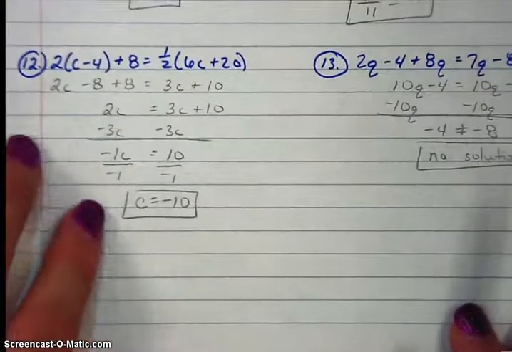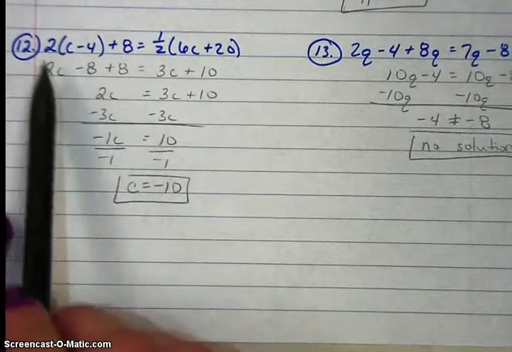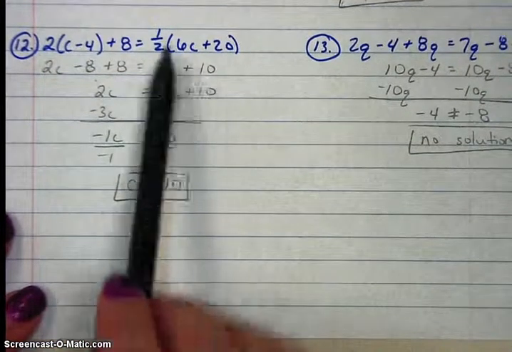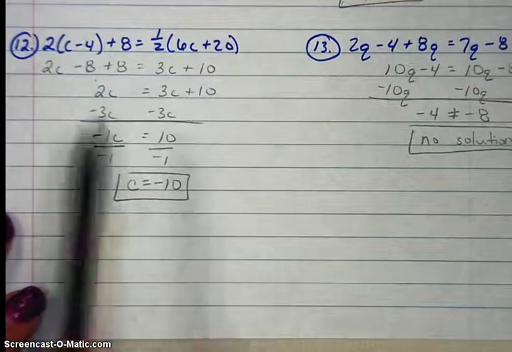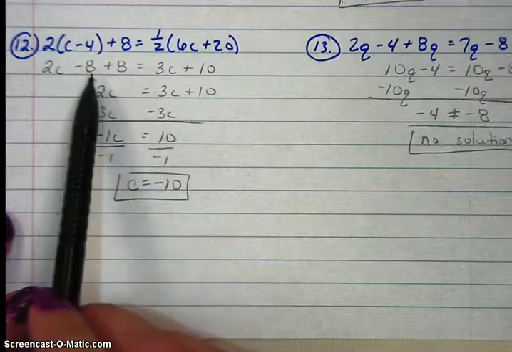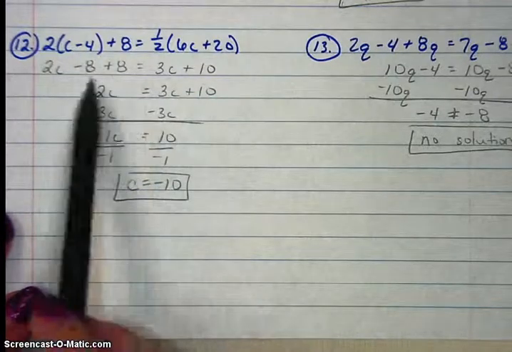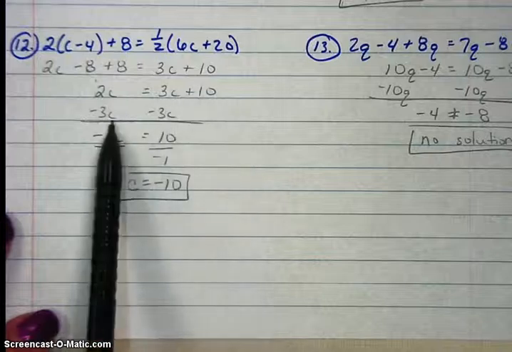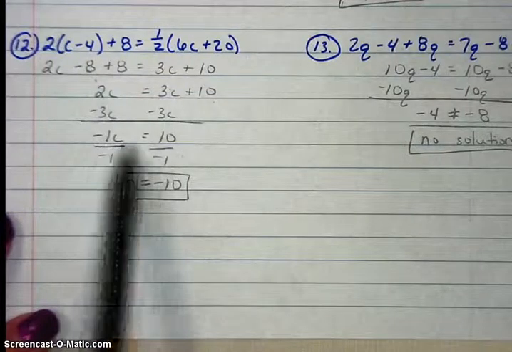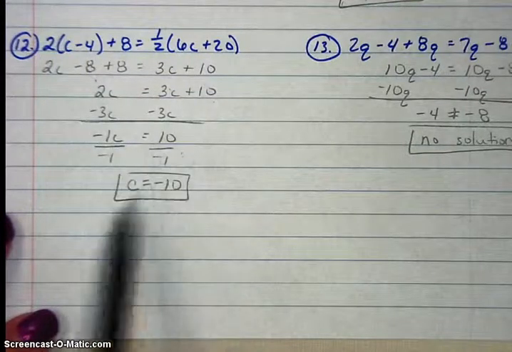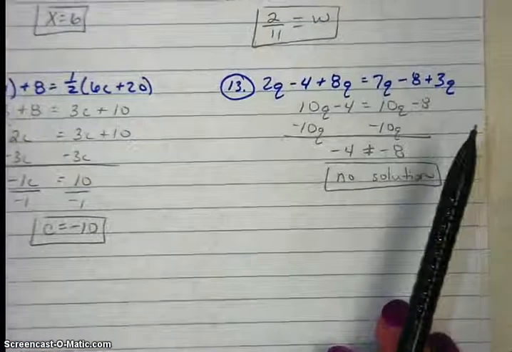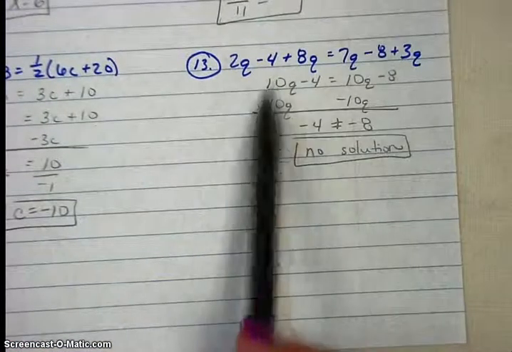Number 12. Distribute first. 2c minus 8 plus 8 equals 3c plus 10. You have to distribute to both terms. Well, 8 plus negative 8 is 0. Additive inverse. So 2c equals 3c plus 10. I subtracted 3c, giving me negative 1c equals 10. Then divide by negative 1. c equals negative 10.